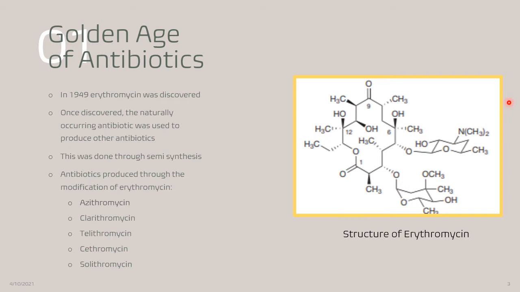For example, erythromycin cannot be used for bacterial infections in the gastrointestinal areas of the body, but with modifications to R groups, azithromycin can be made. Azithromycin is used to treat bacteria in the stomach. Modifying R groups or even the carbon skeleton of erythromycin through the semisynthetic method has produced 5 other antibiotics: azithromycin, clarithromycin, telithromycin, cethromycin, and solithromycin.